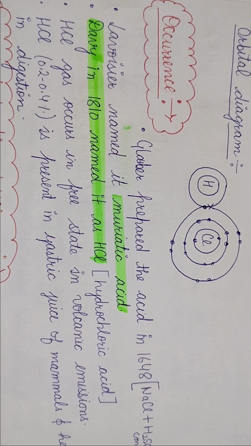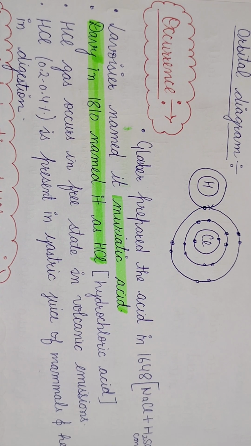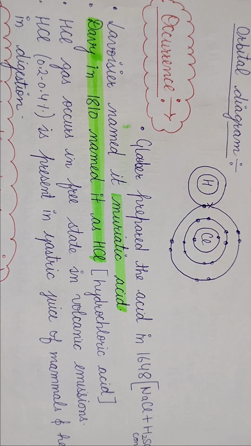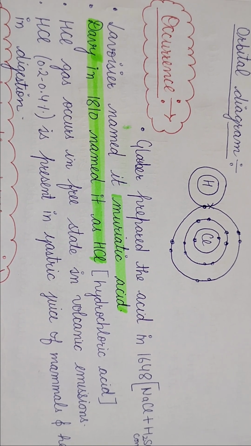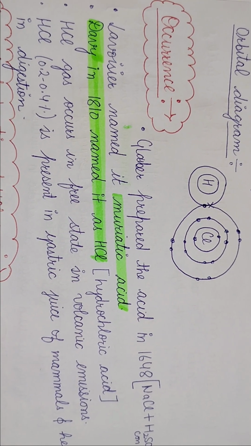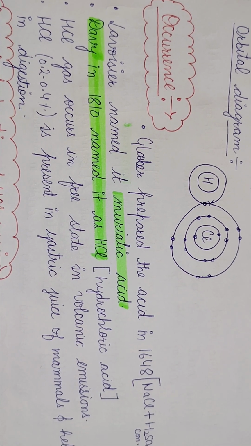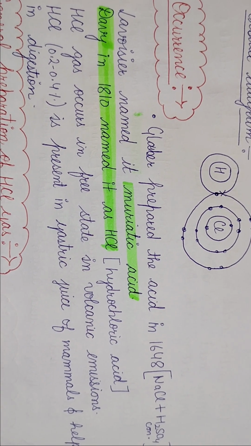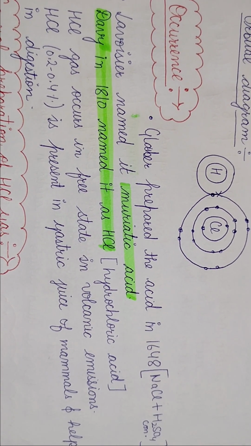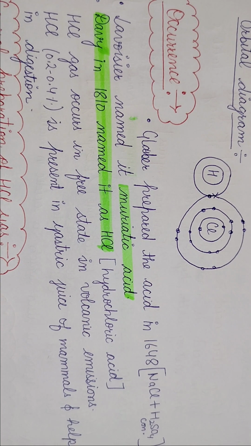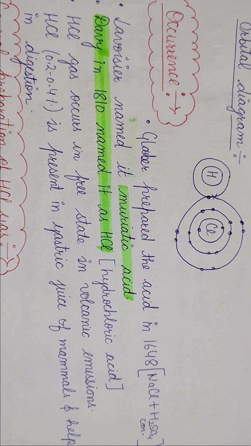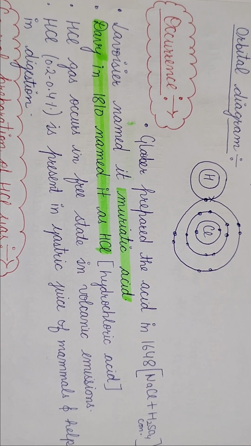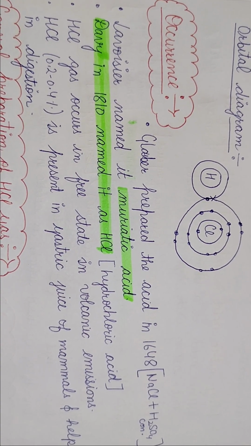But in 1810, Davy named it HCl, that is hydrochloric acid. So you have to know these scientists' names. These three are important according to your ICSE book. HCl gas occurs in the free state in volcanic emissions. Whenever a volcanic emission takes place, HCl gas is produced. And it is also present in mammals, as gastric juice, which helps in digestion.